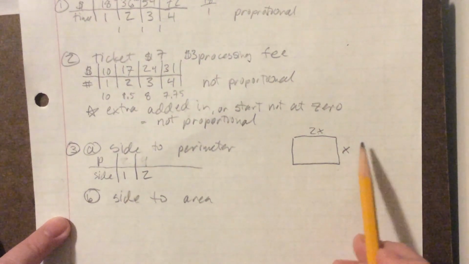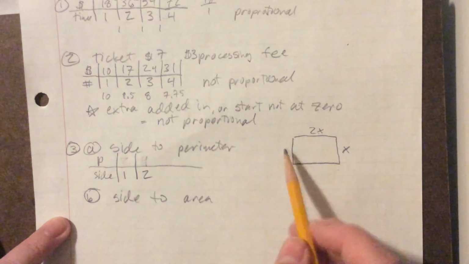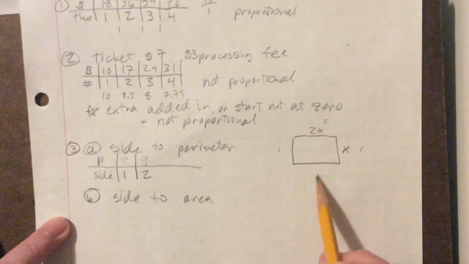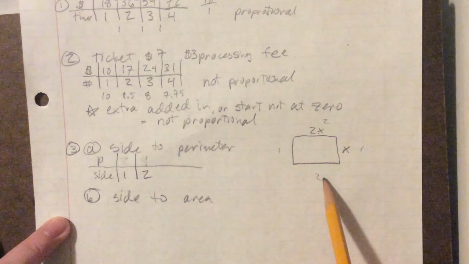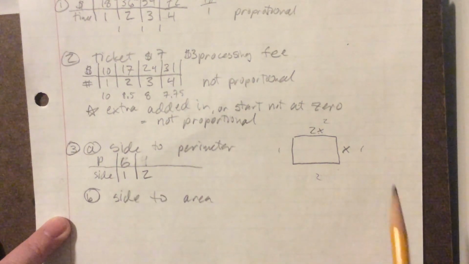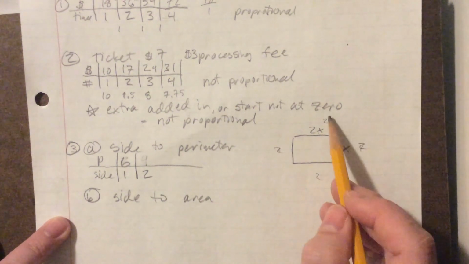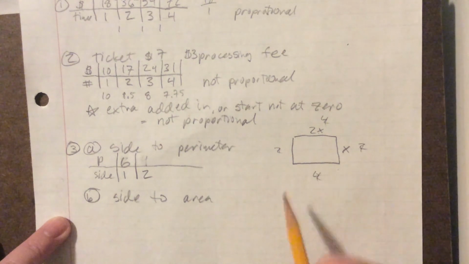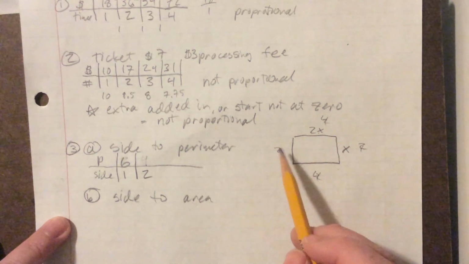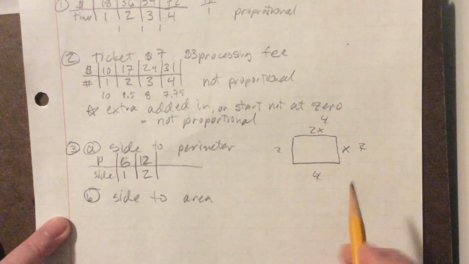Okay, so perimeter, if this side is 1, this side is 2. If we add them all up, that would mean we'd have 1 plus 2 plus 1 plus 2. So that's 3, and that's 3. So altogether, that's 6. Whew, that's better. If the sides are 2, that means these two sides are 2, and these two sides are 4. Okay? So 4 plus 4 is 8 plus 2 is 10 plus another 2 is 12. Is that looking proportional so far?